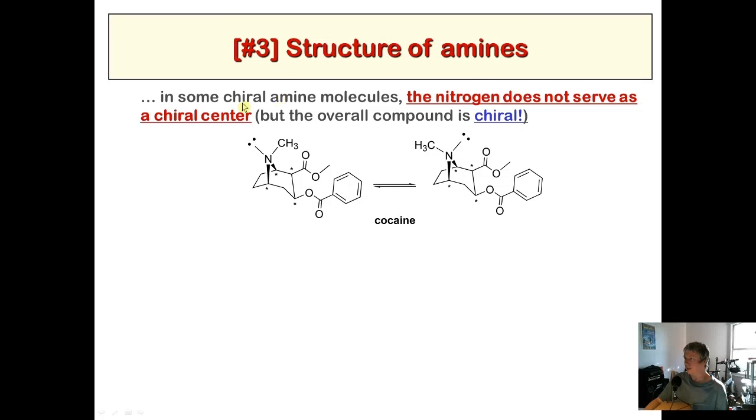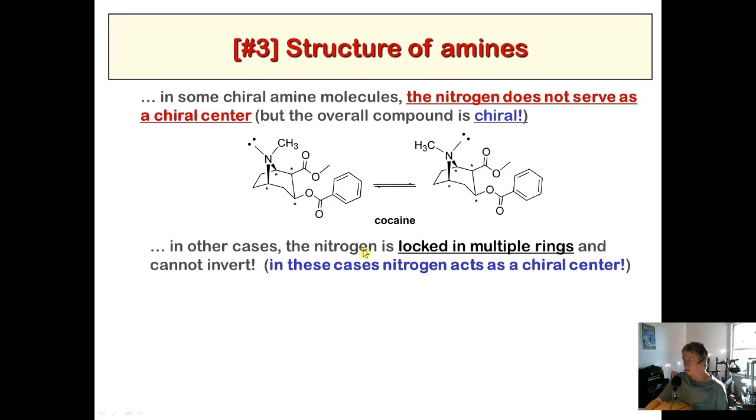However, in some chiral molecules, the nitrogen can serve as, actually no. Let's look at this cocaine example again. In this case, when the ring has a nitrogen CH3, these things can interconvert, and we don't consider nitrogen a chiral center. This molecule does have carbon chiral centers, though, 4 of them. 1, 2, 3, 4. So there are 4 carbon chiral centers, but the nitrogen we wouldn't consider a chiral center. Are there cases where nitrogen can be a chiral center? And the answer is yes. When a nitrogen is locked into multiple rings and cannot interconvert, then nitrogen can act as a chiral center.